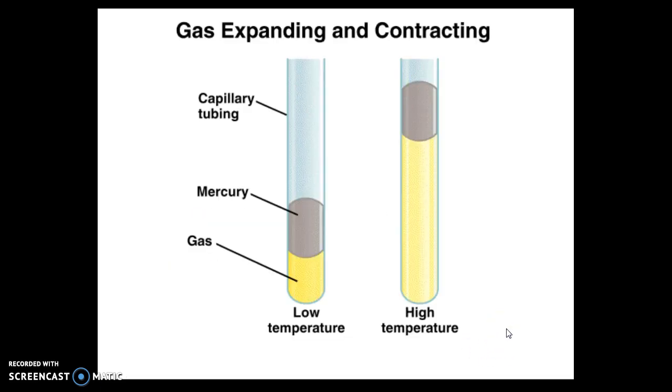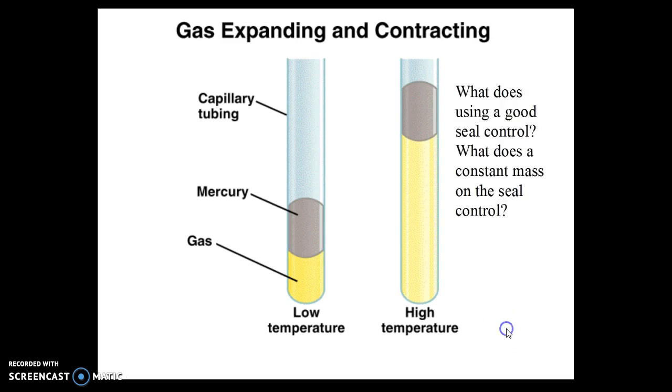Now, gases can expand and contract as the temperature changes. What does using a good seal control here? What does the constant mass of the seal control?